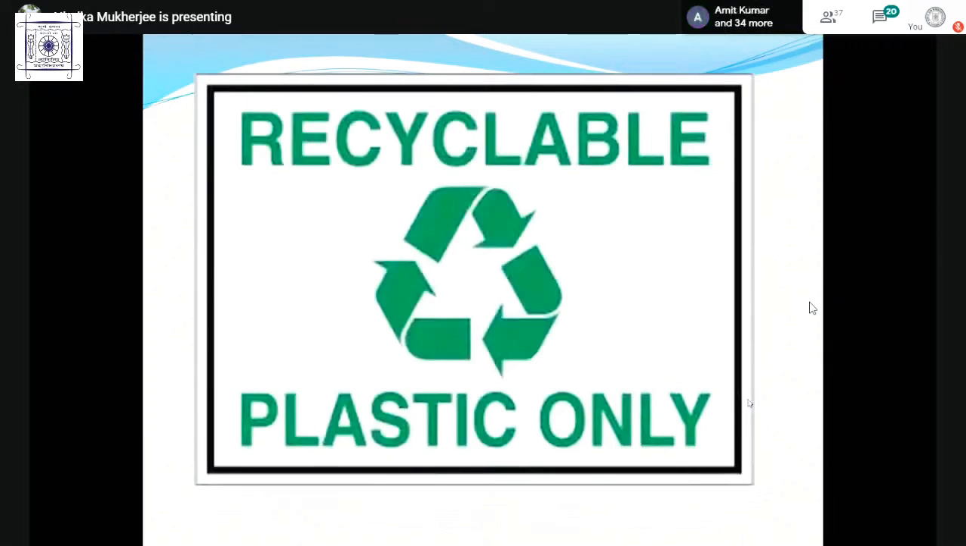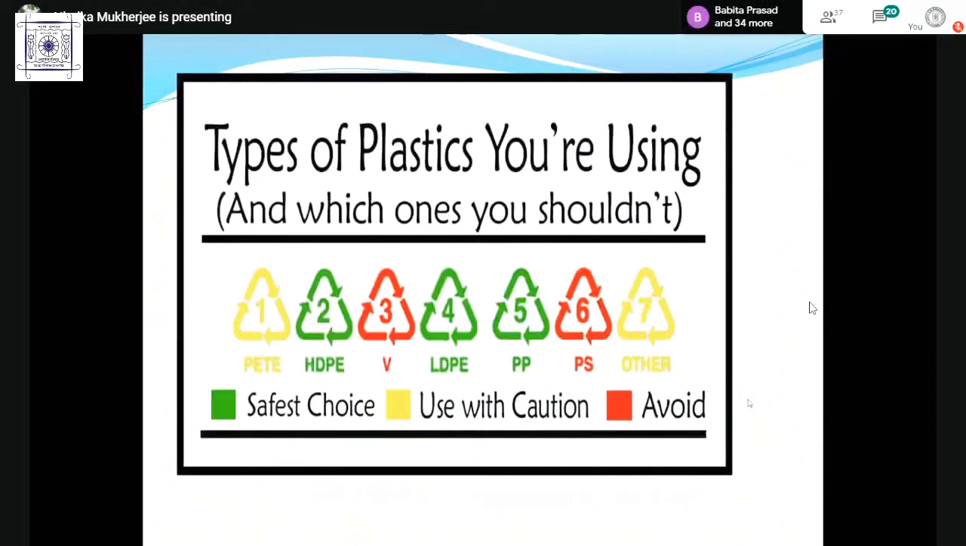So now what do we do? Do we throw all the plastics away at one go? No, we can just remove them one by one from our daily use. And for the time being, we can use recyclable plastics only. So these are the types of plastics that we have in our houses, that we see everywhere around.